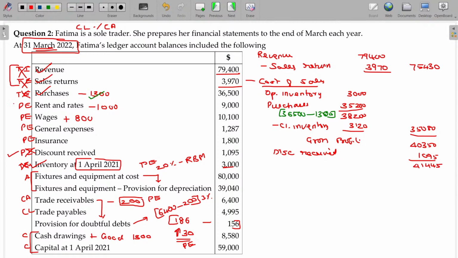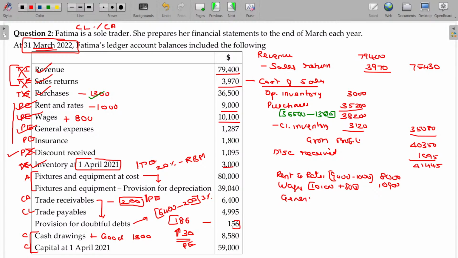Now we have to consider only profit and loss sections expenses. Here is one more item. 6 items are there. I'll start with rent and rates. General expenses. General expenses, we don't have any adjustments. Directly can post 1287. Insurance, we don't have any adjustment. Directly you can write the value 1800.